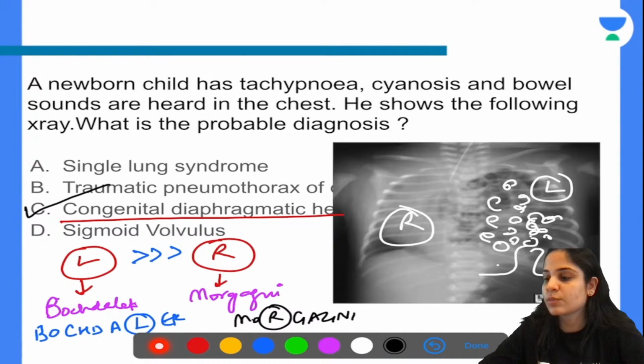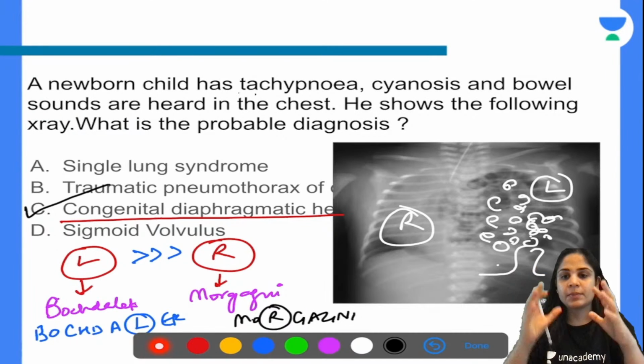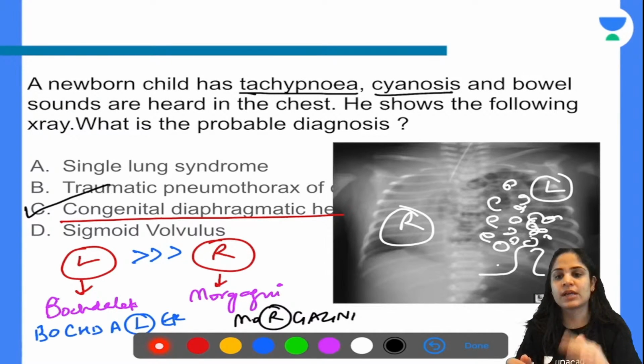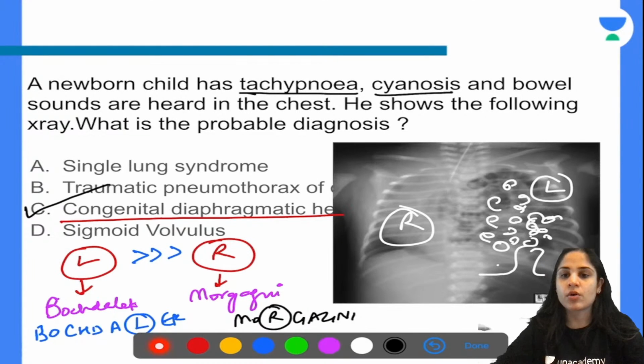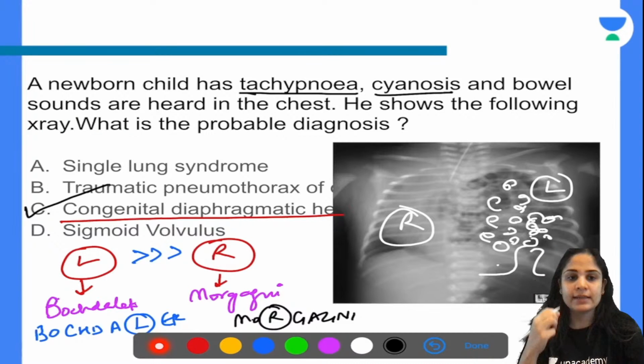So how will this child present? When he is born, he will have difficulty in breathing. He will have tachypnea and cyanosis, because on the side of the hernia, wherever the bowel is going up, it is going to completely compress the lung on that side. As a result, that side lung will be useless, and the child will be breathing only from the other lung. So there's not much oxygen available to the child, and he will have cyanosis and respiratory distress. When you auscultate the chest of the child, you will be able to hear the gurgling sounds of the bowel.